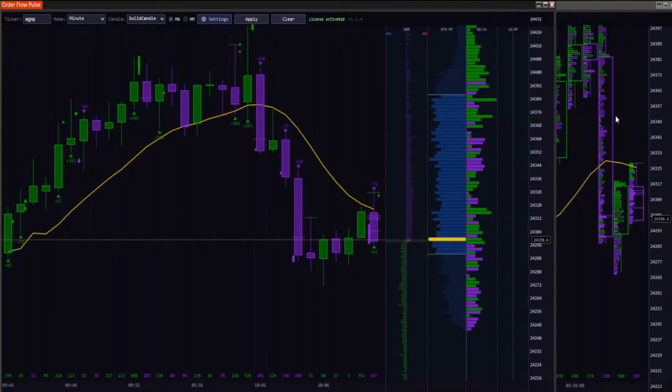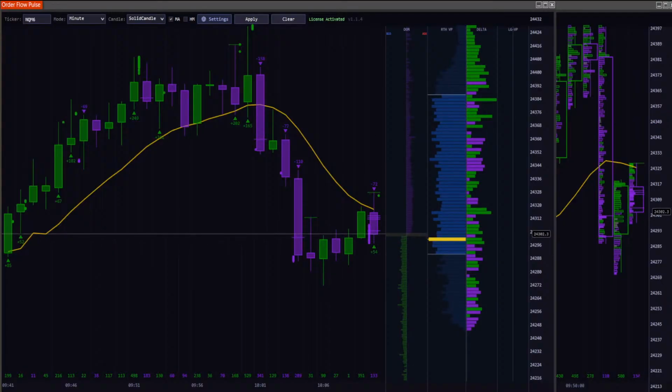All right, we got some absorption right up there. We got a delta surge of 72. We got a stack sell and bounce. We have buyers absorbed right there. The delta surge for the buy got absorbed. They are definitely looking to push this thing down.